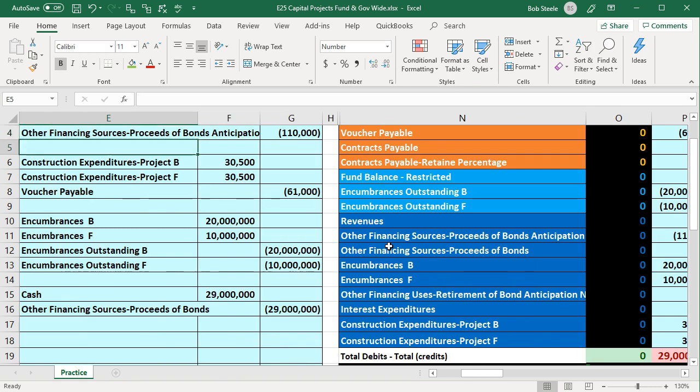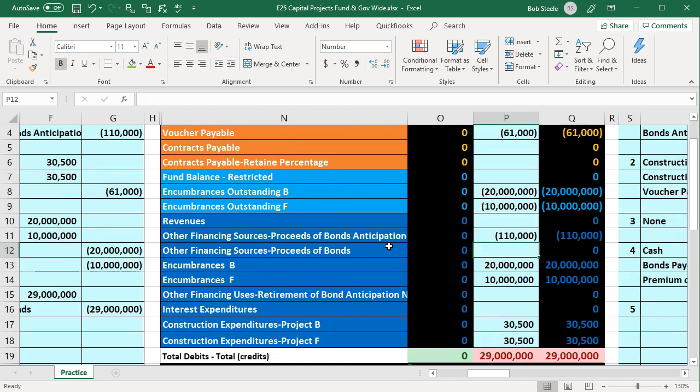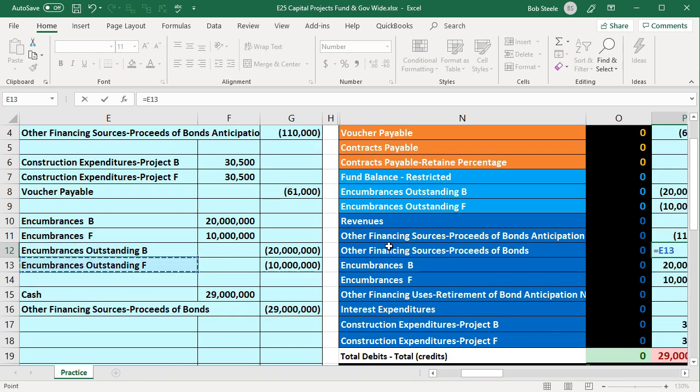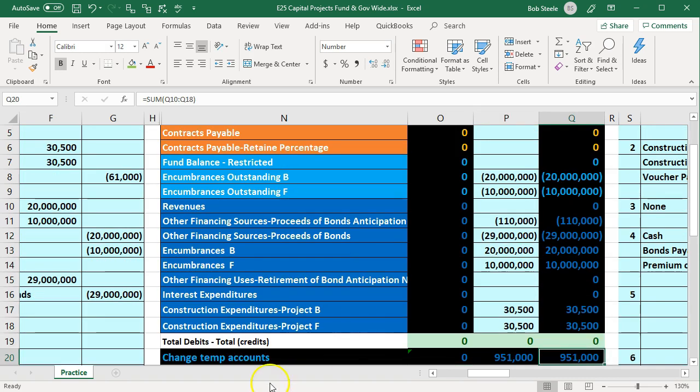And then the next item is the other financing sources. So other financing sources and proceeds on the bond. So that's going to be here, other financing sources, proceeds on the bond. We're in P12 equal to, we're going to pick up the other side, 29,000. And there we have that, increasing it, putting us then back in balance.